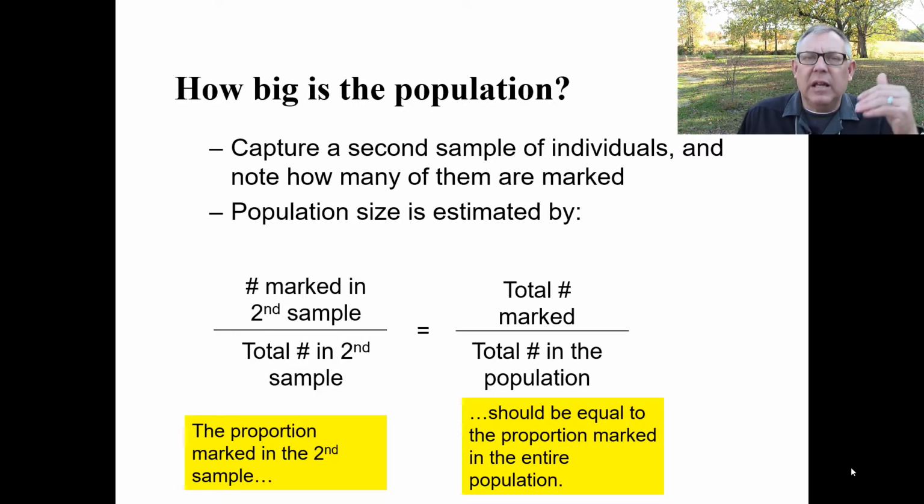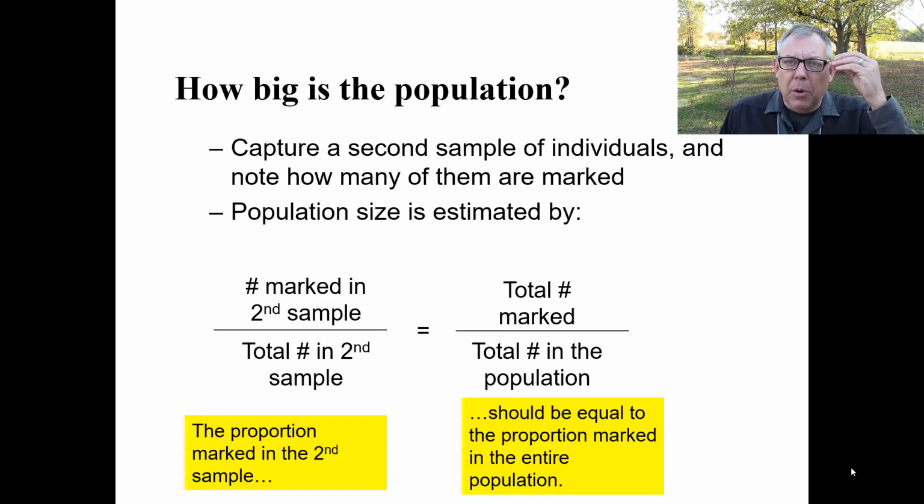And you can see, if you study this math, you can see why this works, right? The number marked in the second sample divided by the total in the second sample, that's the proportion or the percent marked in the second sample.